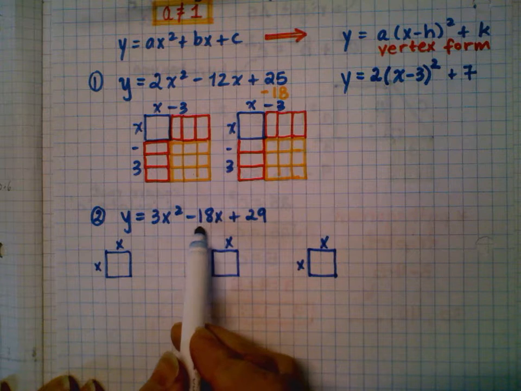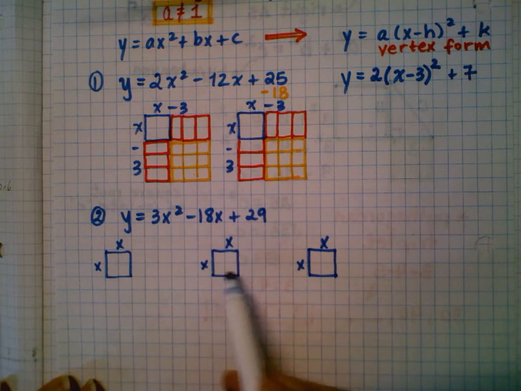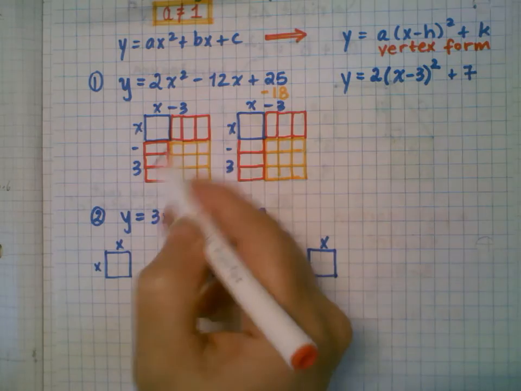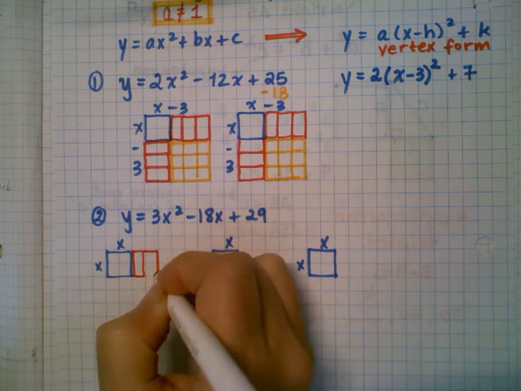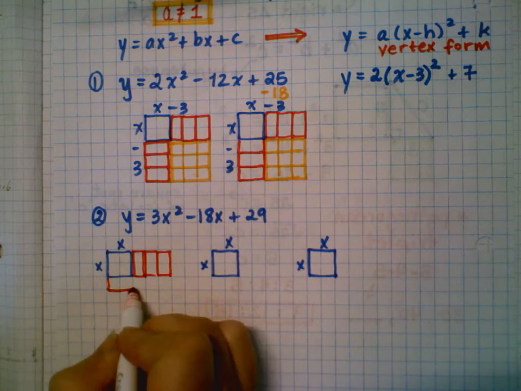Now I look at my linear term, negative 18. 18 can be divided evenly between each of these 3. That makes 6 each. So similar to above, 6 and 6. So I'm going to split those evenly to the right and below.